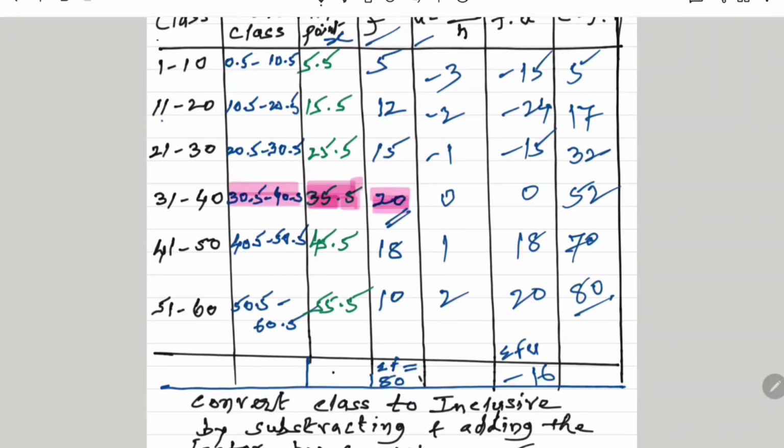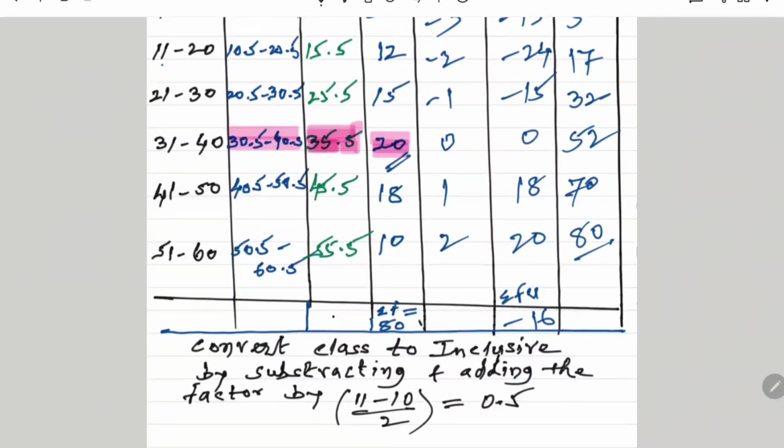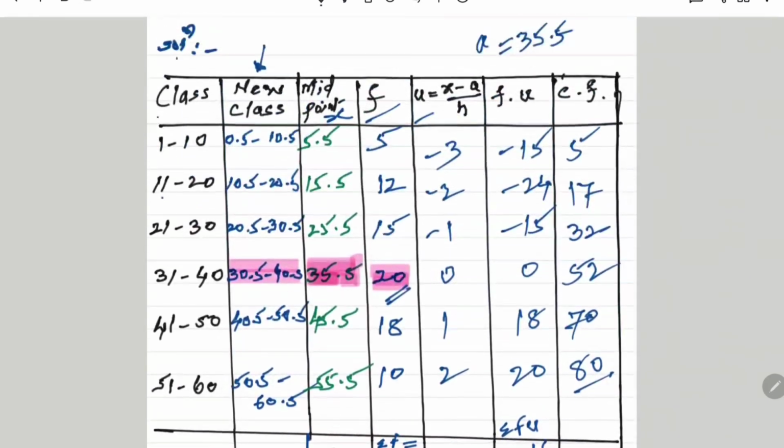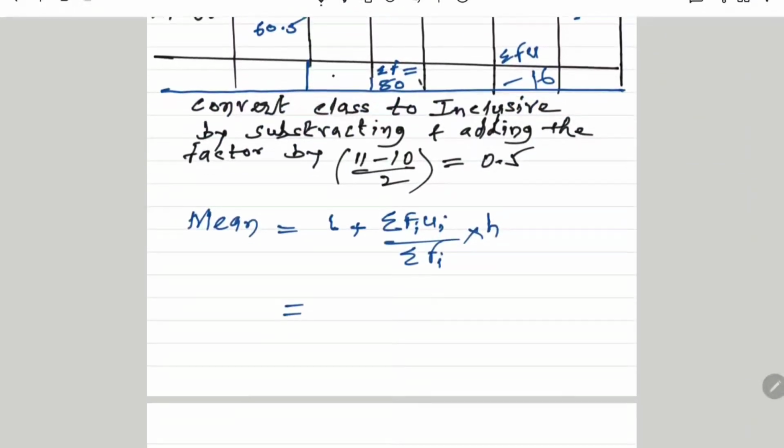The first one mean, second median, and third mode. Formula for mean is L plus summation of Fi Ui divided by summation of Fi and into H. Therefore, assume mean is here 35.5.